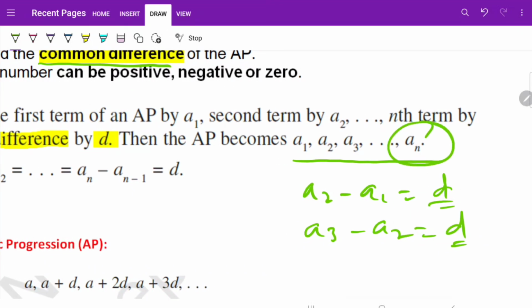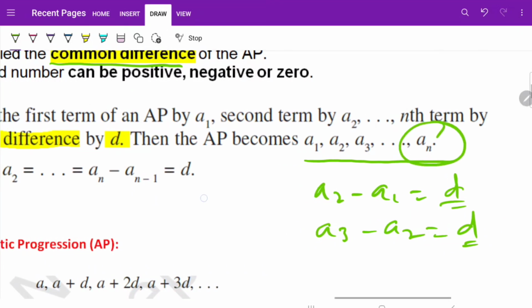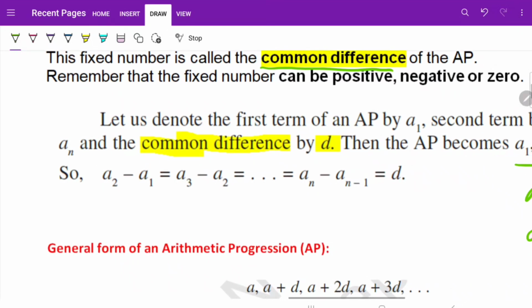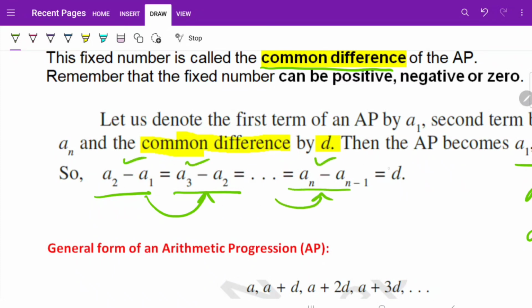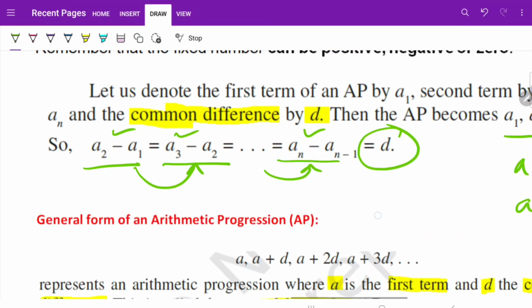The nth term is given by AN. Here, the common difference: A2 minus A1 is equal to A3 minus A2 and so on, equal to the last one, AN minus A(N minus 1). All these values are equal and that is equal to D, which is known as the common difference.